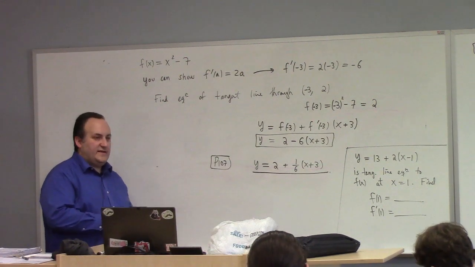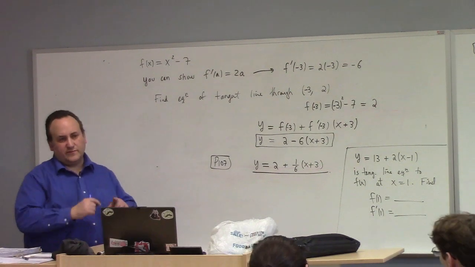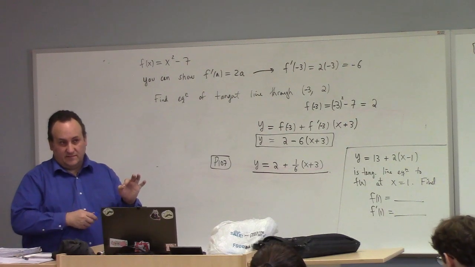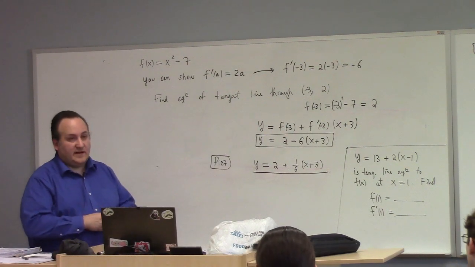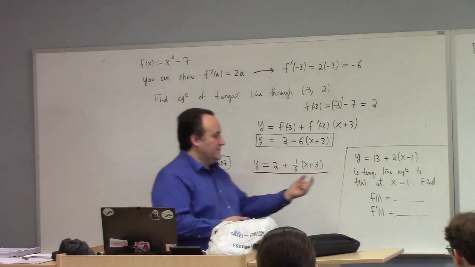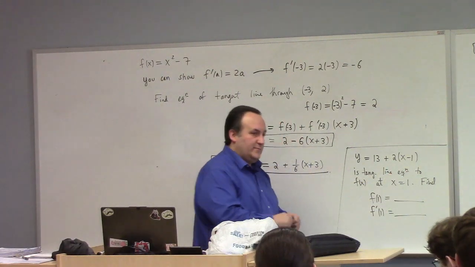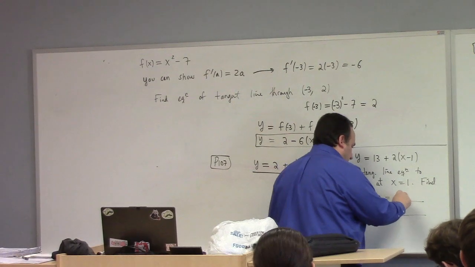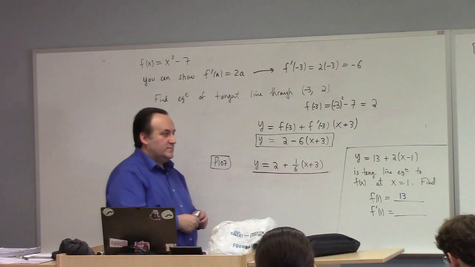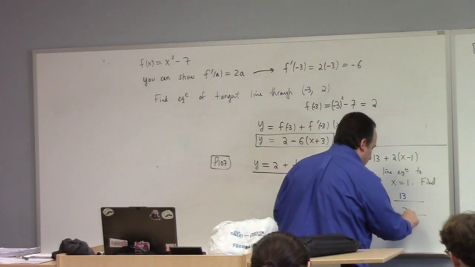If that's the equation of the tangent line, what is the deal with the tangent line? It meets the graph of the function at the point of tangency, right? So if I plug in 1, I should get the value of the function at that point. What do I get when I plug 1 into this equation? 13. So f of 1 is 13. What's the slope of the tangent line? Because that's the value of the derivative. 2. So this is a question I often ask.